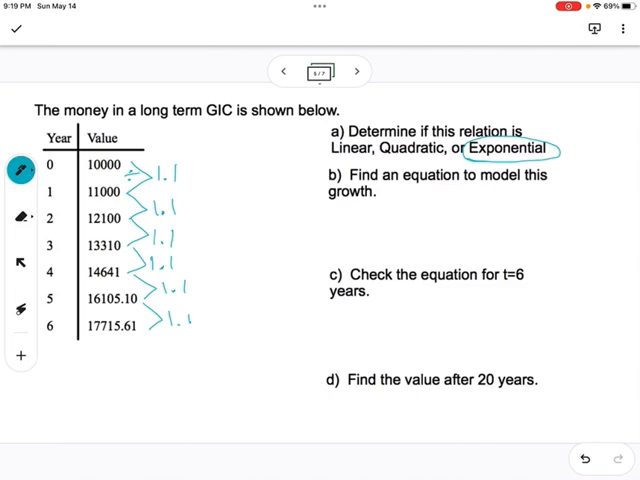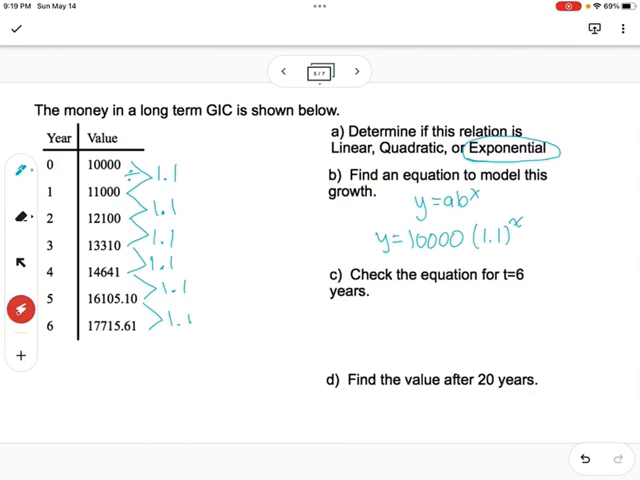So find an equation to model this growth. Since it's exponential, we know we need to be in the form y equals ab to the exponent x. Okay. So our a, as a reminder, is our starting value. At year 0, we're starting at $10,000. So y equals 10,000. And our growth rate is the common ratio that we found, the 1.1. So b is 1.1, and we leave x to the exponent x because that's our time in years, and that's something that can change.